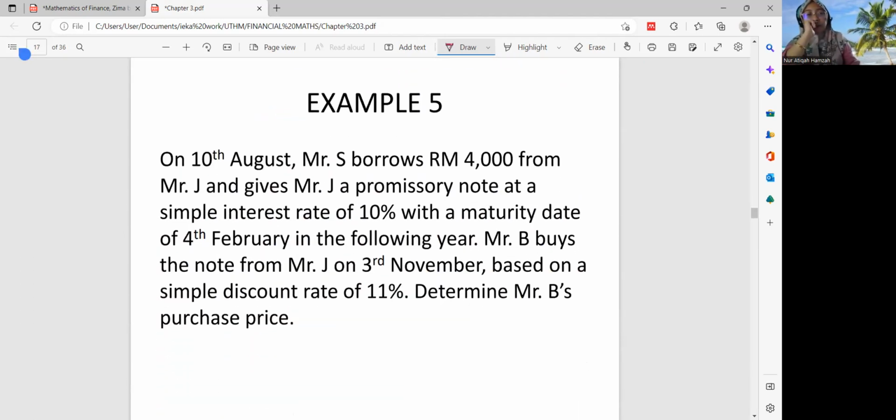So let's see the example. We have, on 10th August, Mr. S borrows 4,000 ringgit from Mr. J, and gives Mr. J a promissory note at a simple interest rate of 10% with maturity date of 4th February in the following year. Mr. B buys the note from Mr. J on the 3rd November based on a simple discount rate of 11%. Determine Mr. B's purchase price.